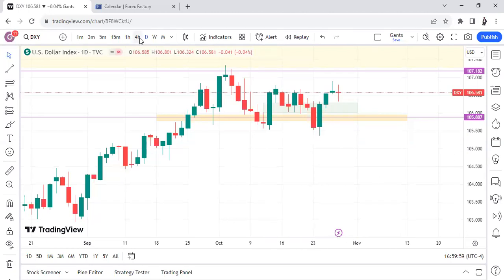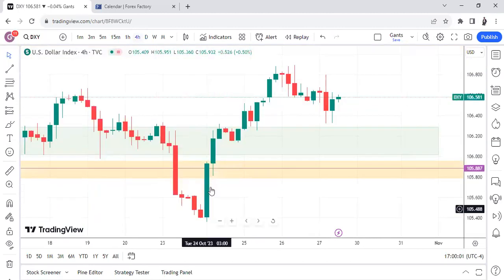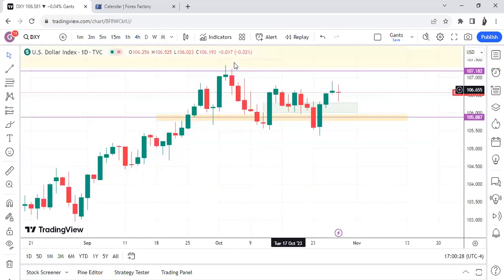4 hour time frame. We have some areas of inefficiency here and here. You might want to test them again before finally sending price higher. So you might see some form of retracement over Monday, Tuesday, selling to these levels. Then finally we see Wednesday through to Friday a bullish movement higher, taking out this high and not simply the high of the month, but making the high of the month. That's what I'm looking for this new week.